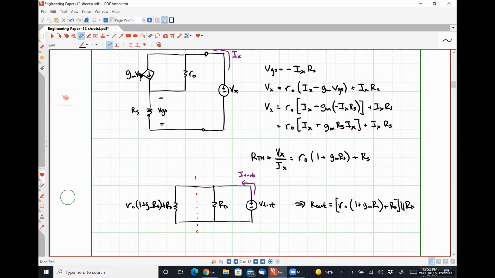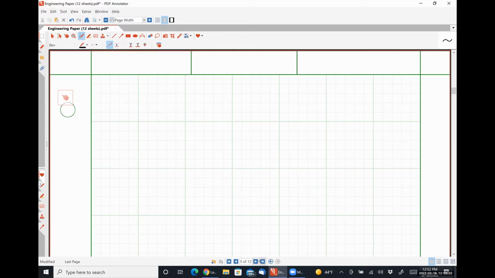All right. So how do you guys feel about this output resistance relationship here? Everything seems reasonably straightforward. That does make sense. Okay. Wonderful. Now let's talk about our voltage gain relationship.